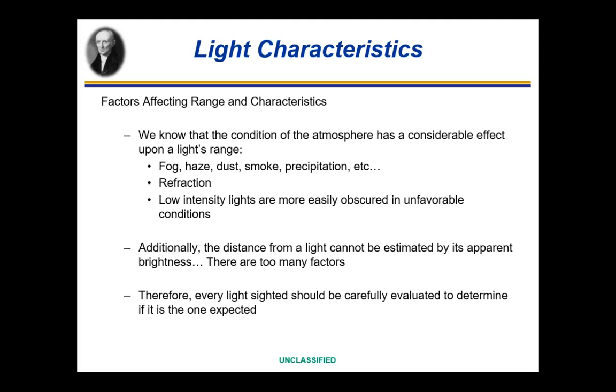Okay, so finishing up visibility of lights. We're going to be discussing some factors that can affect the range at which we see a light and even modify the characteristics of said light.